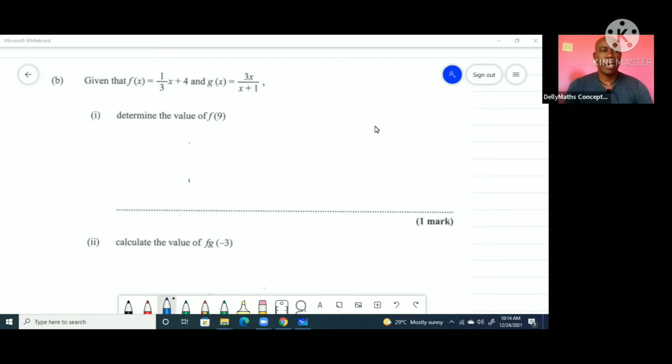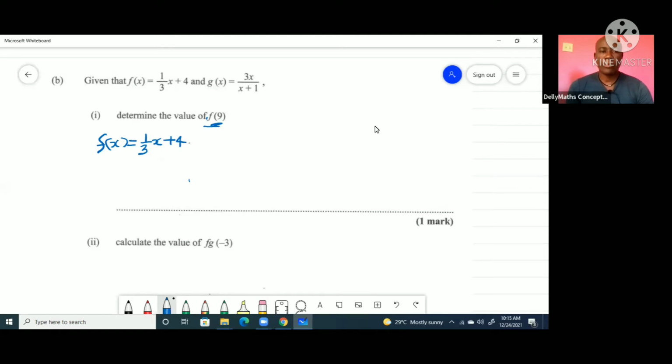It says, given that f of x is equal to 1/3 x plus 4, and g of x is equal to 3x all over x plus 1. So these are the two functions that we have. It says determine the value of f of 9. We want to find f of 9. For us to find f of 9, we definitely need the f function. So the f function says that f of x is equal to 1/3 x plus 4.